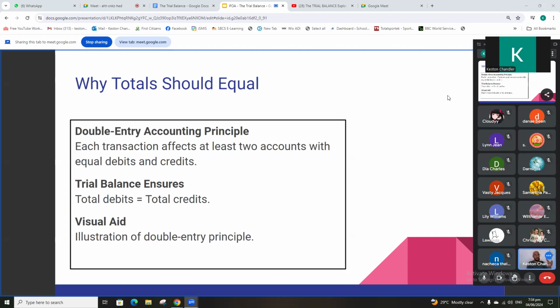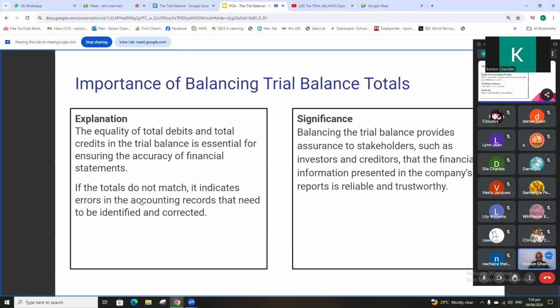Additionally, it serves as a visual aid. So you will see when I show you all the trial balances later on when you complete some questions, that is what we are going to be using in our next lesson, or as we move on, in order to prepare our financial statements, right? So we're okay with that.